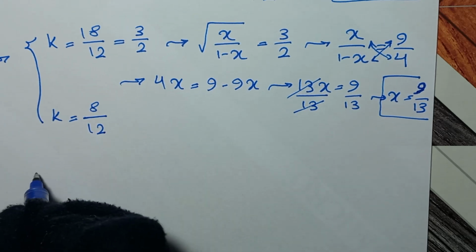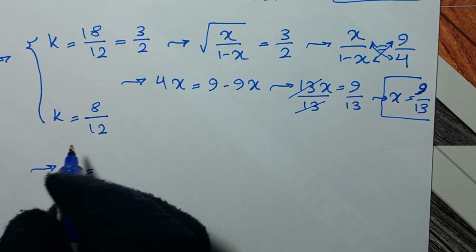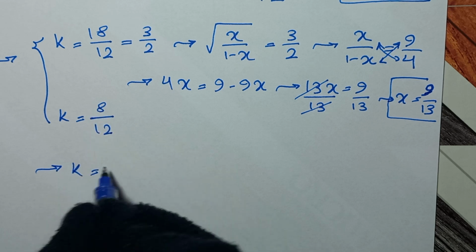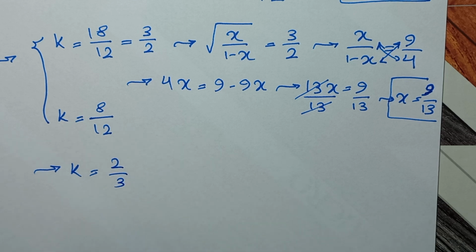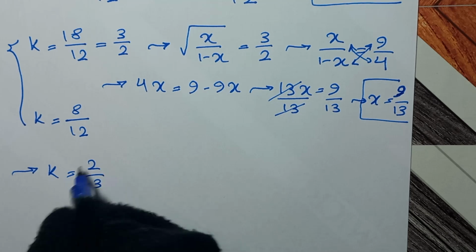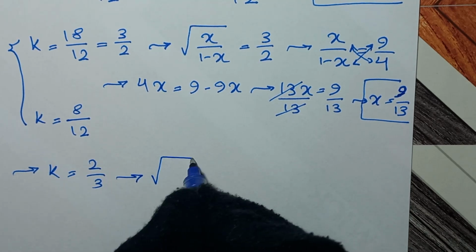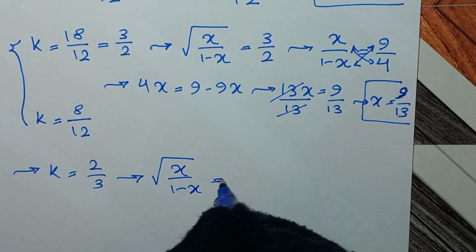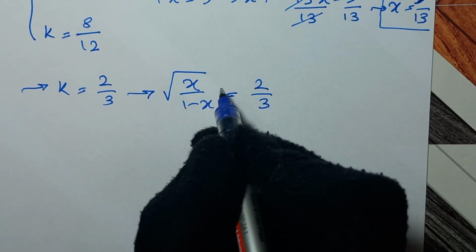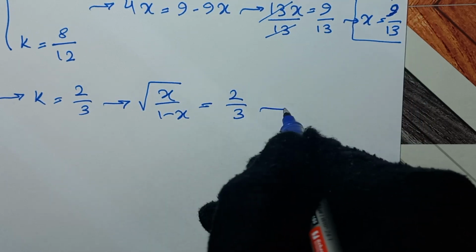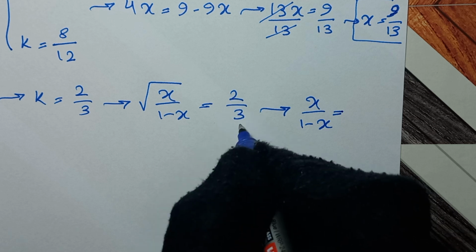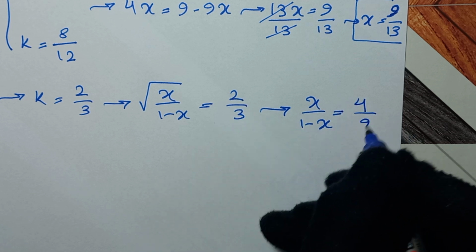Here k is 8 over 12, so we divide numerator and denominator by 4, and it will be 2 over 3, right? And k is equal to the square root of x over 1 minus x, so the square root of x over 1 minus x is equal to 2 over 3. And here we square both sides of the equation, so x over 1 minus x is equal to 2 over 3 to the power of 2, which is 4 over 9.